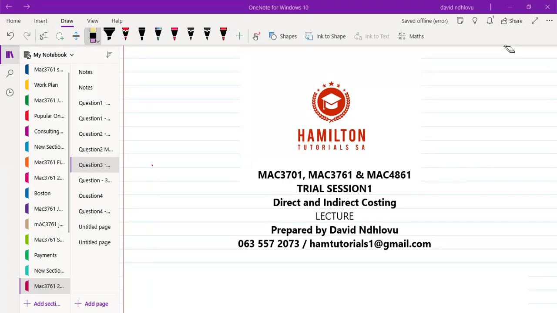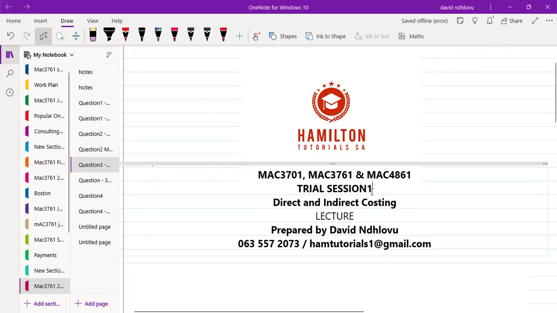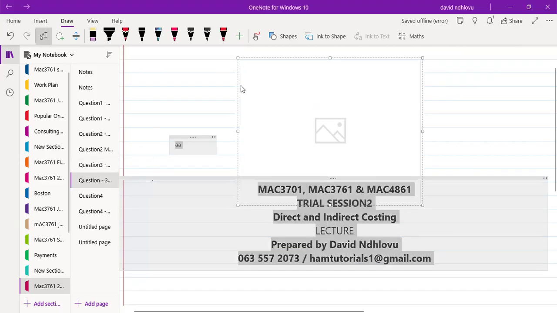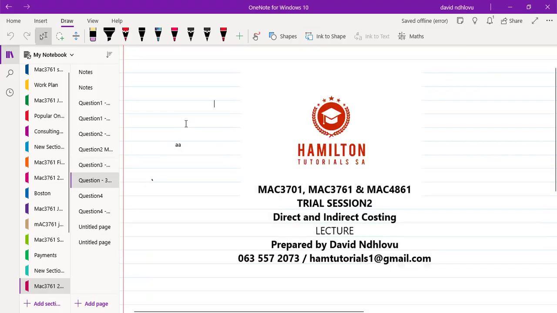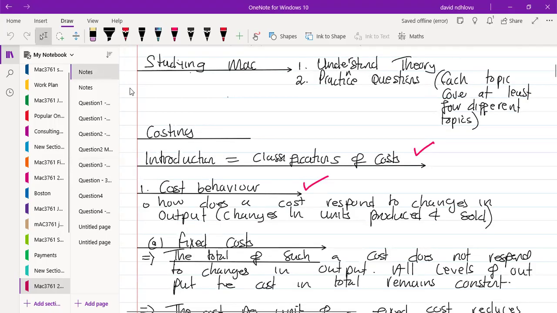Right, so this is a continuation from where we left off in the previous week. We are doing session number 2 today. Last week we started on the topic of direct and indirect costing, and I did a practice question there to introduce our topic. So we just want to continue from there with the direct and indirect.